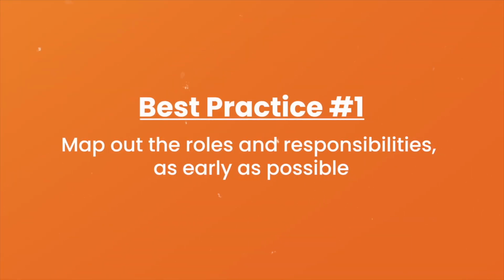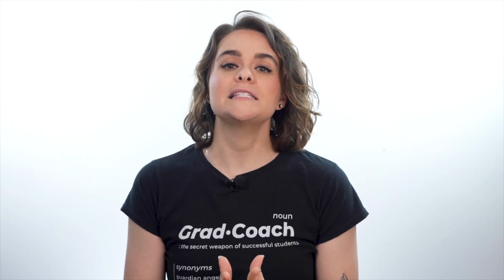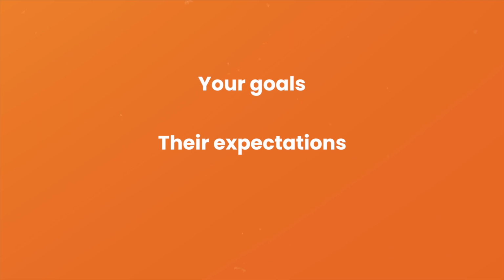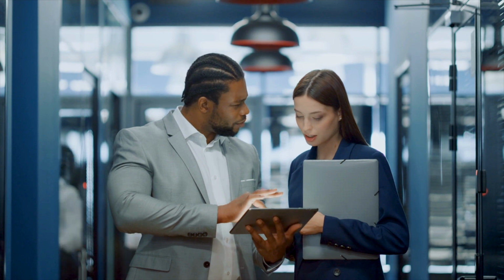This brings us to best practice number 1, which is to map out each of your roles and responsibilities as early as possible. In practical terms, it's a good idea to initiate this sort of conversation with your advisor at the very start of the relationship. Ideally, your very first meeting. In this discussion, you'll want to cover things like your goals, their expectations, and how they want to work with you. Of course, you might not necessarily like what you hear, but this sort of candid conversation will help you get on the same page as early as possible and lay the foundation for a successful relationship.